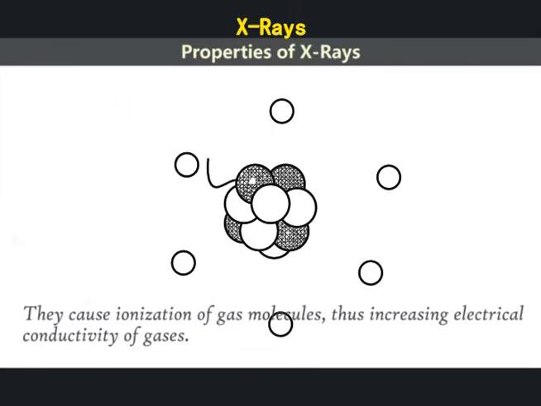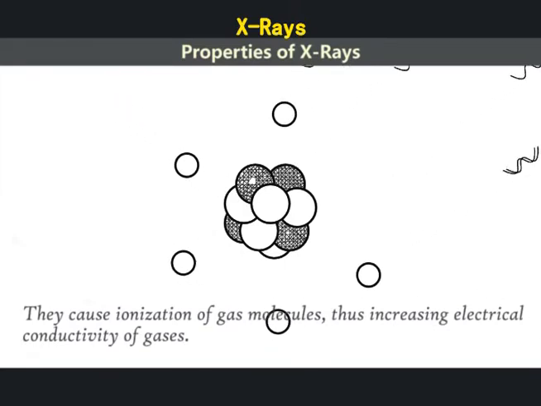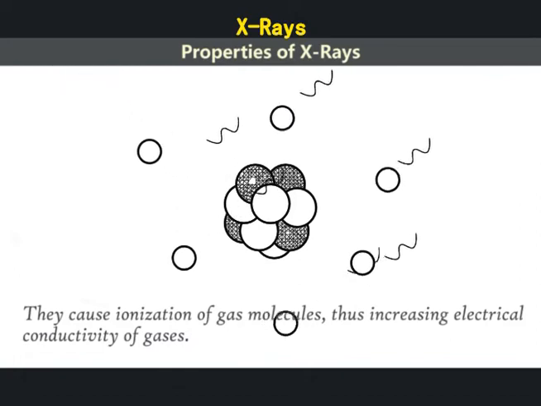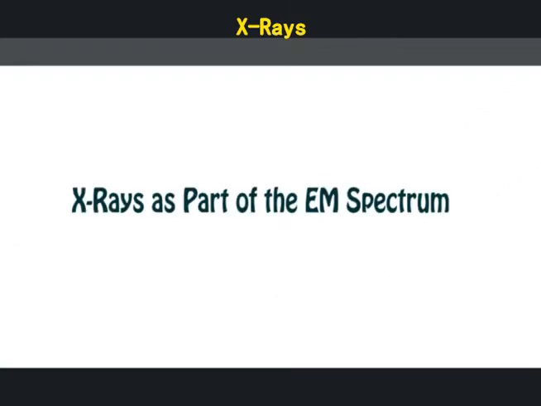In moving through air, they can knock out electrons from gas molecules in their path, causing ionization of the molecules and thus increase electrical conductivity of gases. Polarization and diffraction experiments on X-rays by crystals have confirmed the wave nature of the X-rays.